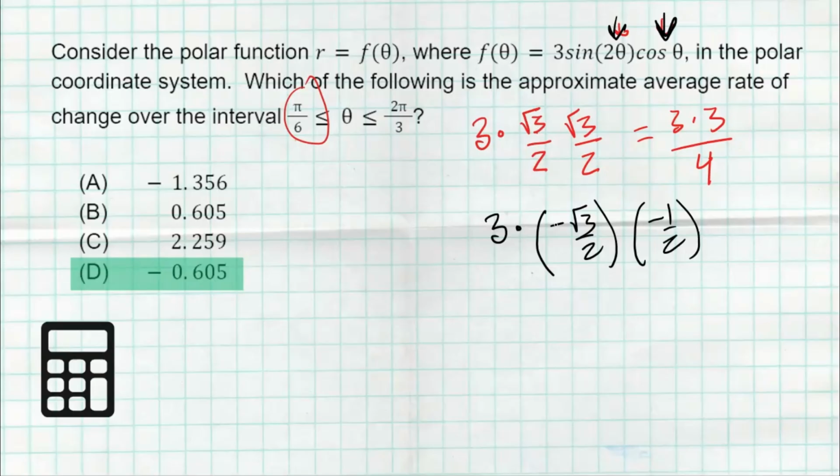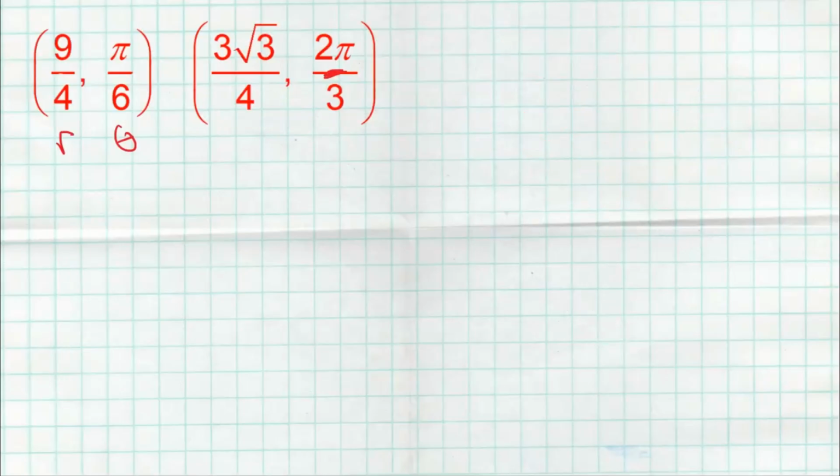So multiply straight across the top, I get a positive 3 radical 3. And straight across the bottom, I get a 4. That's how I got those two outputs. Okay, now we have to remember how to find average rate of change. Average rate of change, just to keep it simple, is subtracting your outputs over your inputs.